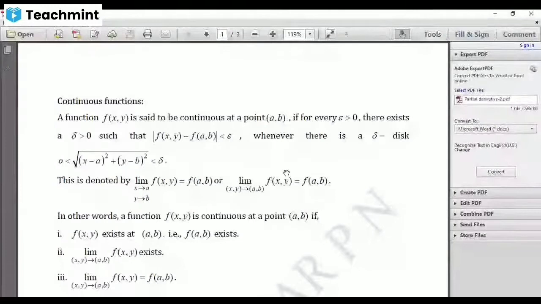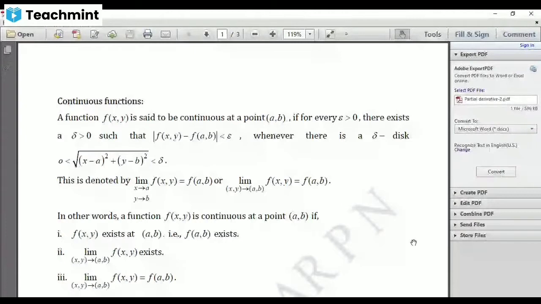Hello everyone. So in today's class, we're going to discuss continuity of a function of two variables at a point a comma b. Now the continuity of a function, you have studied that one in the lower semester for function of one variable. Same thing, but instead of one variable, we are having two independent variables, x-axis and y-axis.